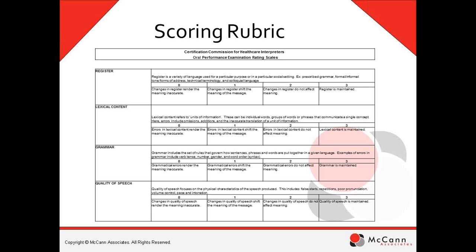In the quality of speech domain, score point of 0 means that changes in quality of speech will render the meaning inaccurate. Score point of 1 means that changes in the quality of speech can shift the meaning of the message. Score point of 2 means that changes in quality of speech do not affect meaning. And finally, score point of 3 means that quality of speech is maintained.